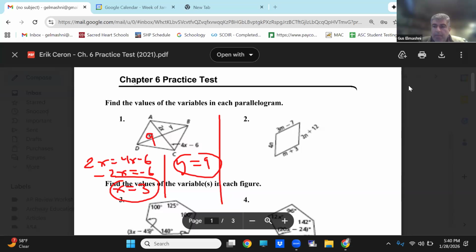For here, 4n equals 2n plus 12. So those are opposite sides of each other. So opposite sides are equal. So 2n equals 12. n equals 6. And then these have to be the same.